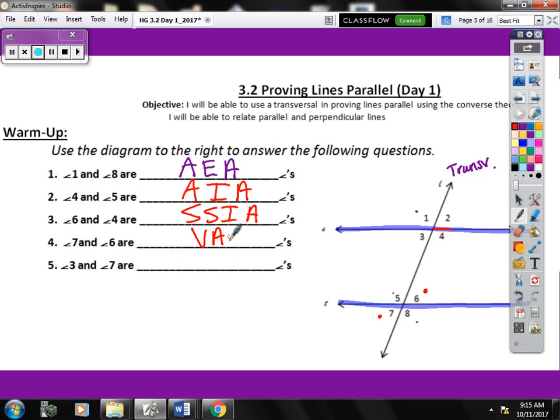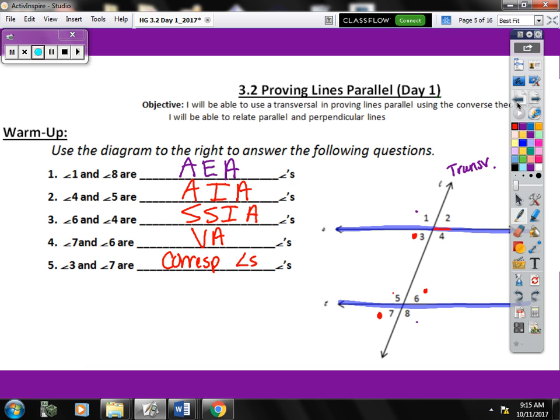And 3 and 7. What type are 3 and 7? Joseph? Corresponding. They're in the same relative location. Again, one way to identify, one is inside, one is outside. That's usually when you'll get your corresponding. Okay, corresponding angles, some of you are writing CA, just fine, as long as you know what C stands for. Some people, when I call them, are saying complementary or congruent instead of corresponding. So just make sure you're thinking that through.